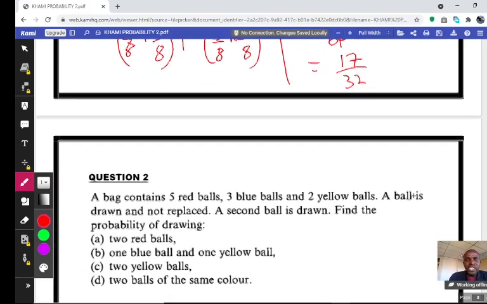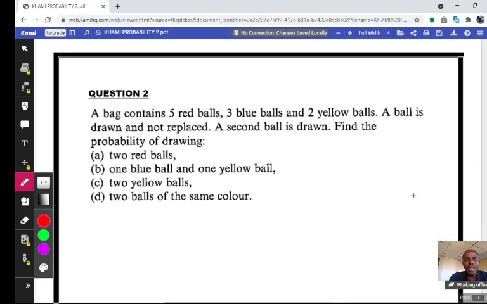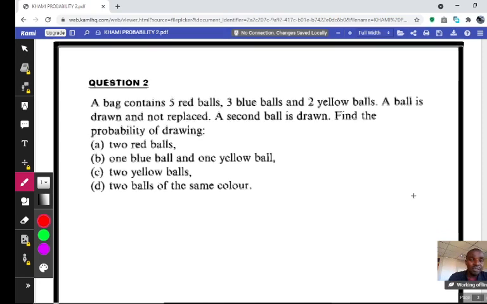Let's move on to the second question. Question number 2. It reads, a bag contains 5 red balls, 3 blue balls, and 2 yellow balls. A ball is drawn and not replaced. So this one is random selection without replacement. Then a second ball is drawn. Find the probability of drawing, first part, 2 red balls. Okay. So since there's more than one draw, it means we have to use the concept of tree diagrams. Please take note of that.